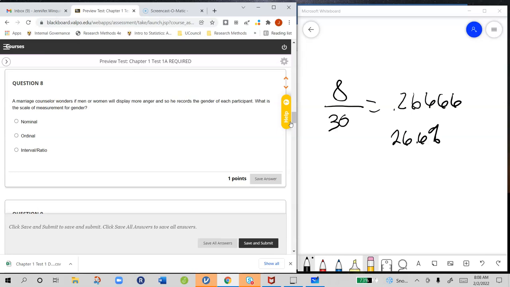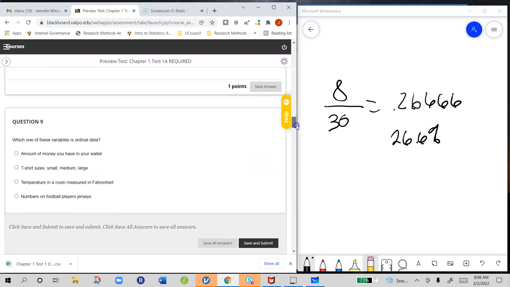So gender is nominal. We're just putting people into categories, or they're in pre-existing categories, and there's no numerical... you can label people as 1 for male, 2 for female, but that doesn't mean that 1 or 2 is better or worse than another. There's no quantity or quality indicated by those numbers.